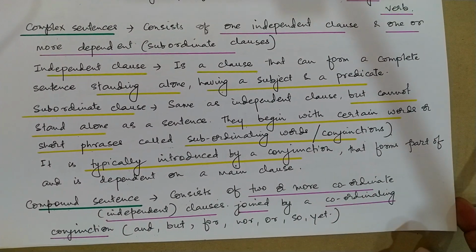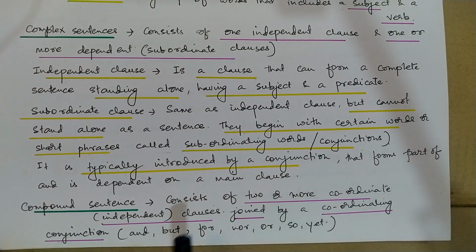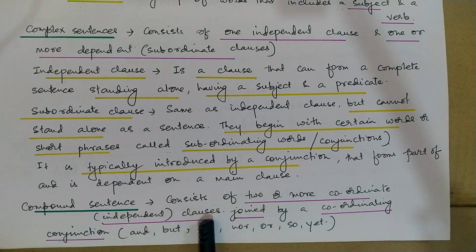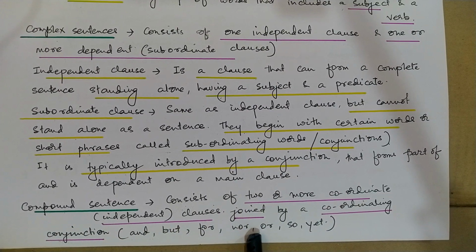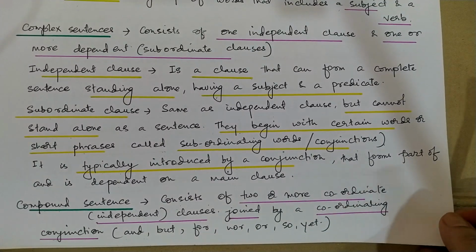Now what is a compound sentence? Sentence which consists of two or more coordinate independent clauses joined by a coordinating conjunction: and, but, for, nor, or, so, yet.